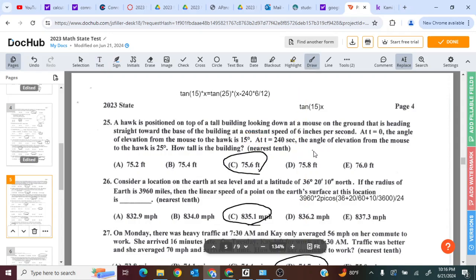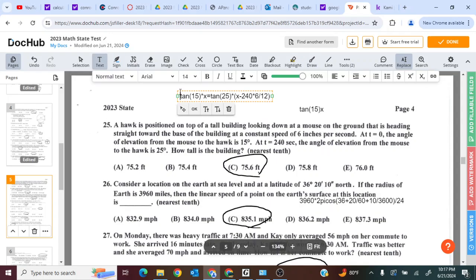So basically what we're looking at is tangent is opposite over adjacent. Opposite never changes, but adjacent does. If you multiply by adjacent, you get the constant opposite. So you do the tangent of the original 15 degrees times your unknown starting distance from the building. That has to be equal to tangent of 25 times your new adjacent, which is your original adjacent minus the amount the mouse travels. So 240 seconds for 6 inches per second, over 12 for feet. Do that, and you'll get the original distance to the building, and then you simply do tangent of 15 times that distance to get the height of the building.